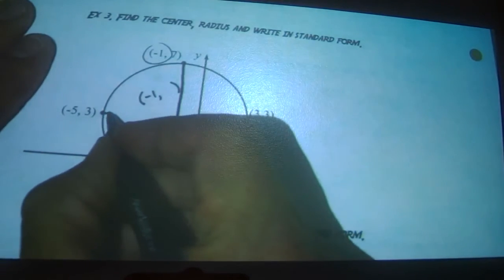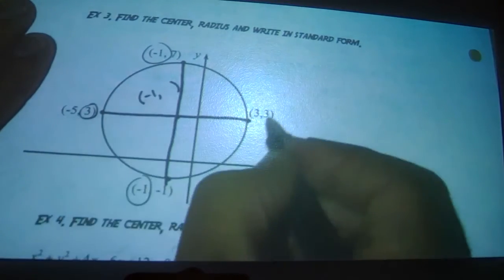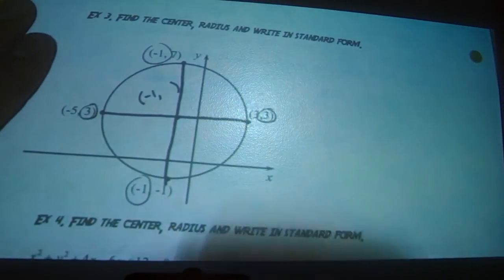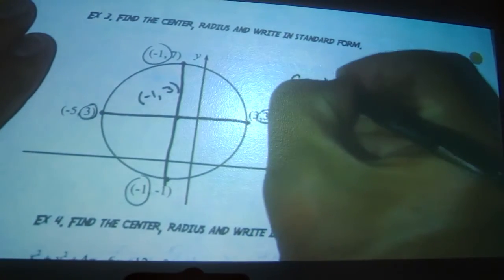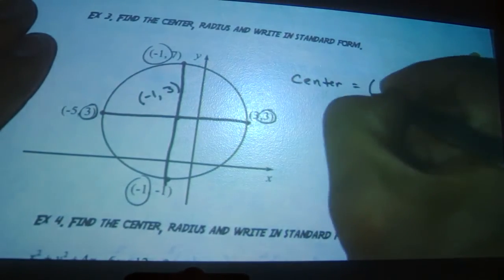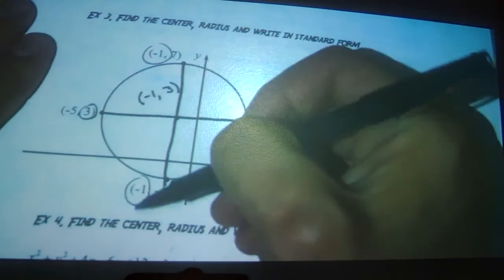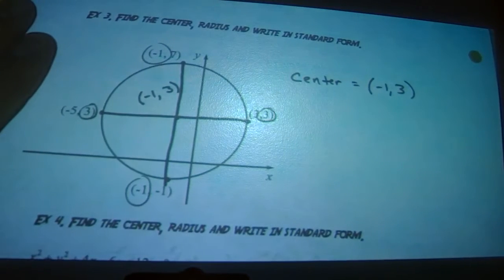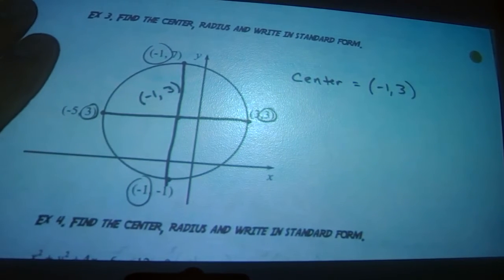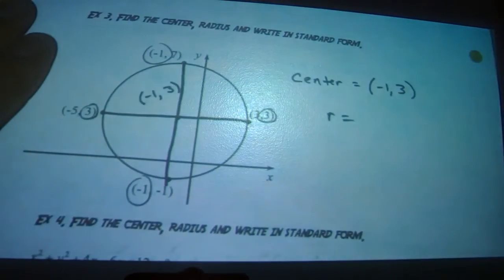And then I take a look over here. This is a horizontal line, and notice the y values of the horizontal line are both the same. They're both 3. So I know my center, my h and k, is going to be -1, 3. Up and down, the x values are the same, and side to side, the y values are the same. Okay? The next thing I have to be able to do is identify the radius.